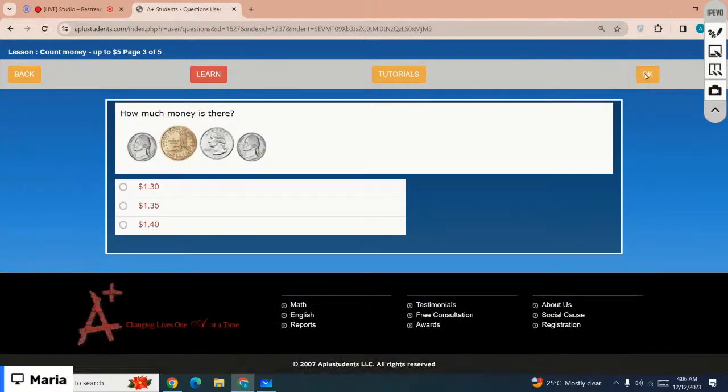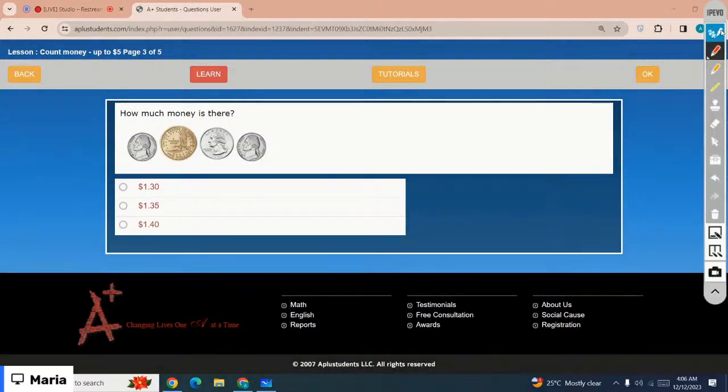Okay, the next one is how much money is there. Let's just see. The golden coin is the $1 coin. Then you have the quarter coin. You can count the quarters by 25. And then you have the nickels, and you can count the nickels by 5. This one is 5 and this one is 5.